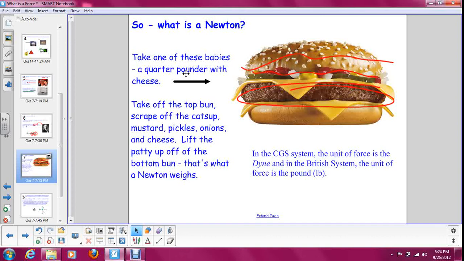In the British system, the unit of force is the pound, and that's also what we use in the United States. So when we say, I weigh 400 pounds, I'm not telling you my mass. I am actually telling you the force with which gravity pulls me to the earth.